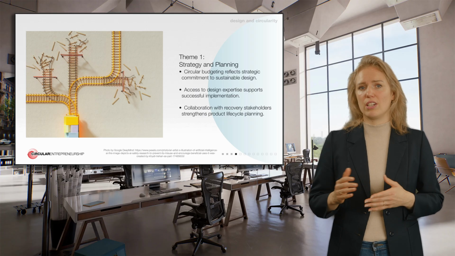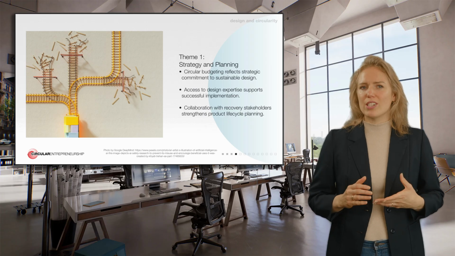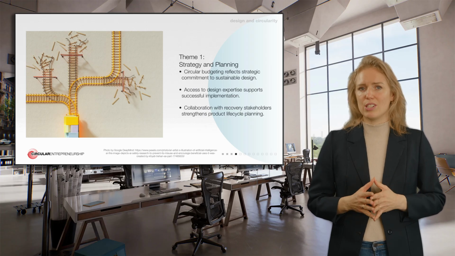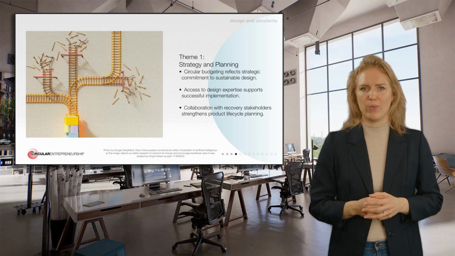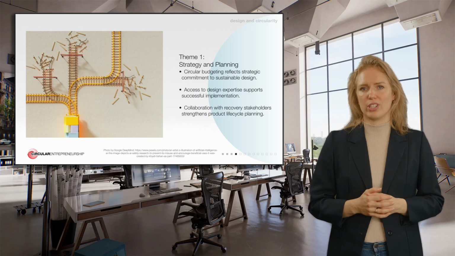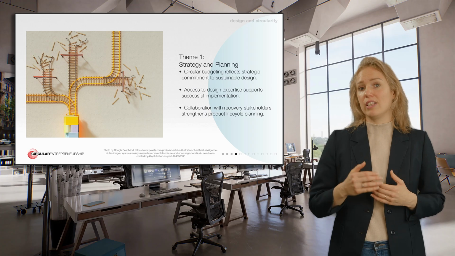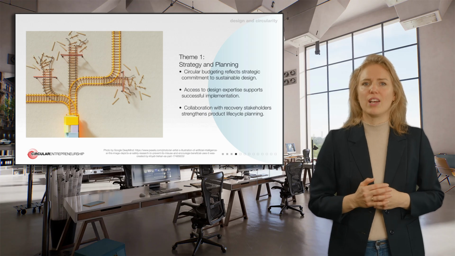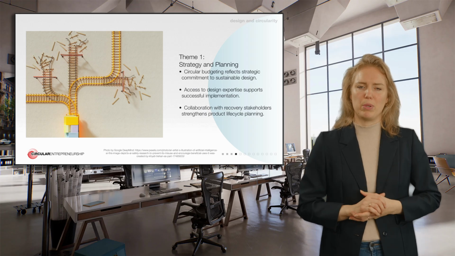Customer research is another critical area. To what extent are customer needs considered beyond the first use cycle? Market demand is a powerful driver for circular design, and understanding long-term user needs helps build a case for implementation.